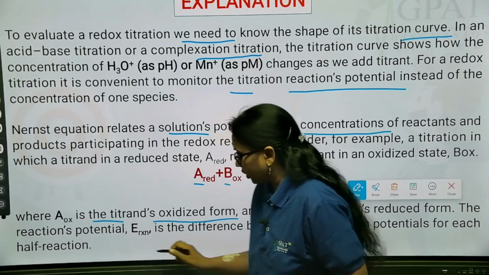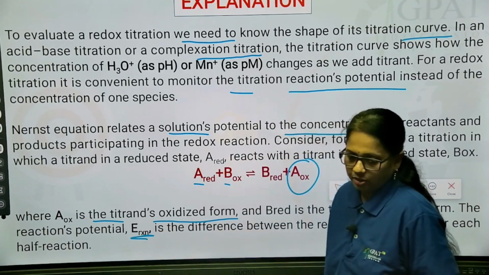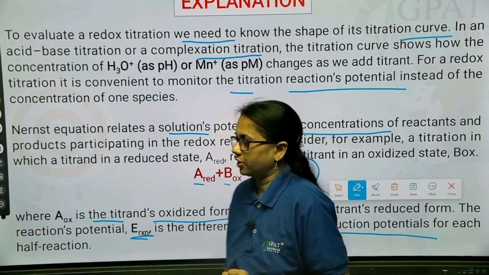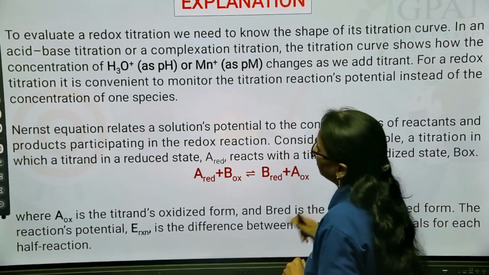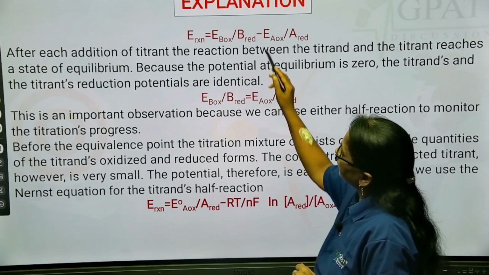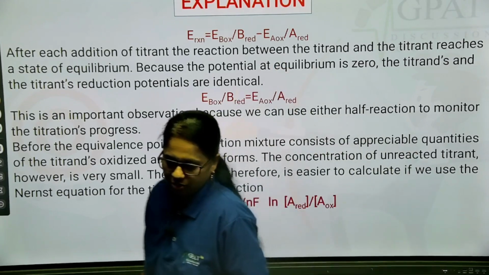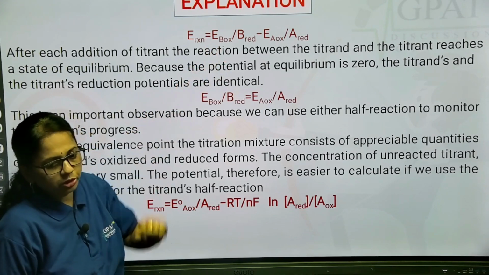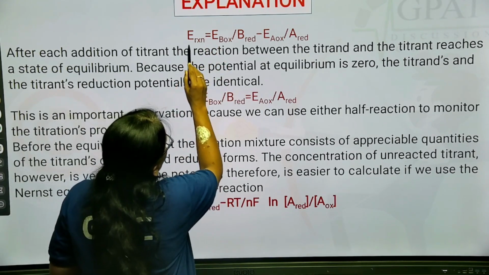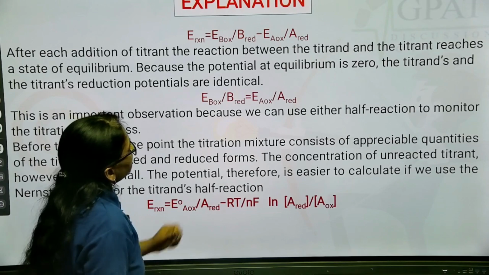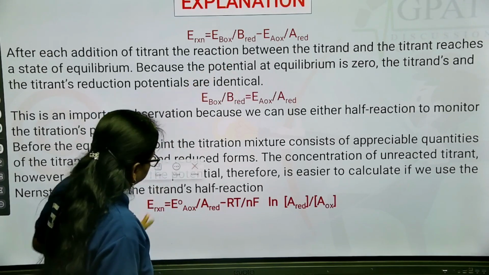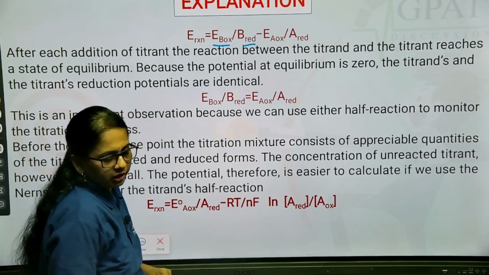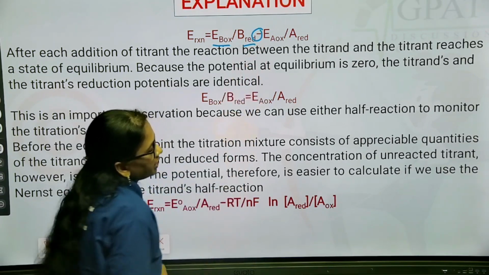So the reaction potential, E reaction, is the difference between the reduction potentials for each half reaction. Let us see how we can write this half reaction. Whenever we look at the complete reaction, that is the difference between the potentials. Okay, so this is how we represent the difference. That means the potential for the total reaction is equal to the potential for the oxidized form minus that for the reduced form. Okay, so the subtraction we have to do.